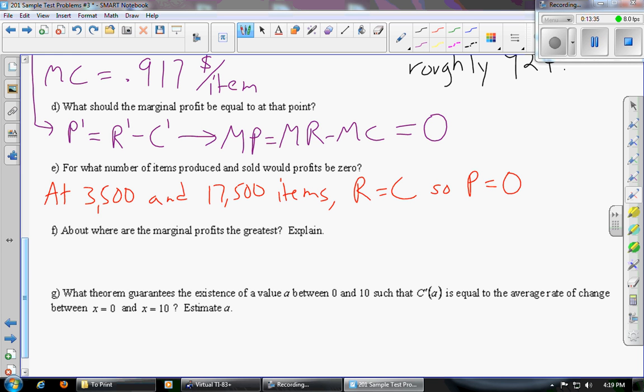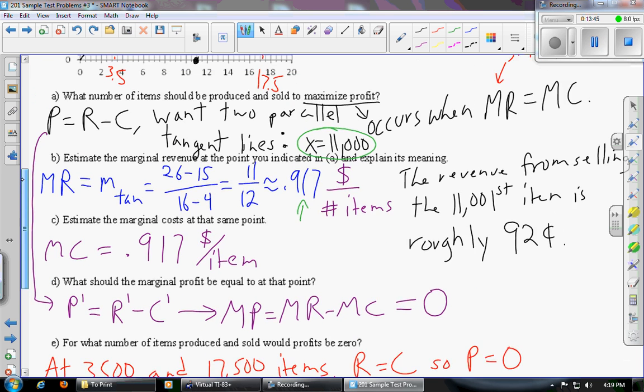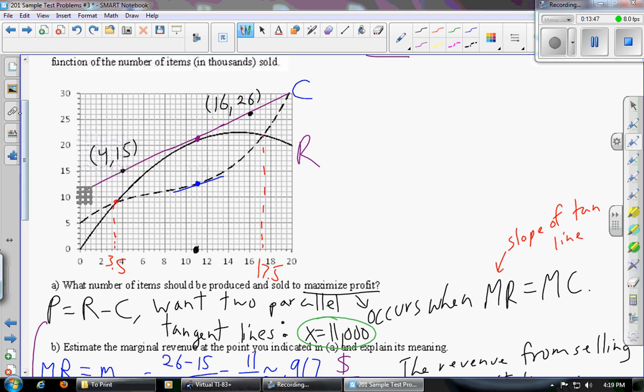About where are the marginal profits the greatest? Explain. Okay, this is kind of tough. I think it's difficult to visually see the marginal profit from the picture that we're looking at up here. The reason it's difficult is that we don't have the profit curve given to us. It's just not in this picture. If the profit function were drawn, then the marginal profit would just be slopes of tangent lines, and it's easy to maybe estimate where the steepest tangent line occurs.